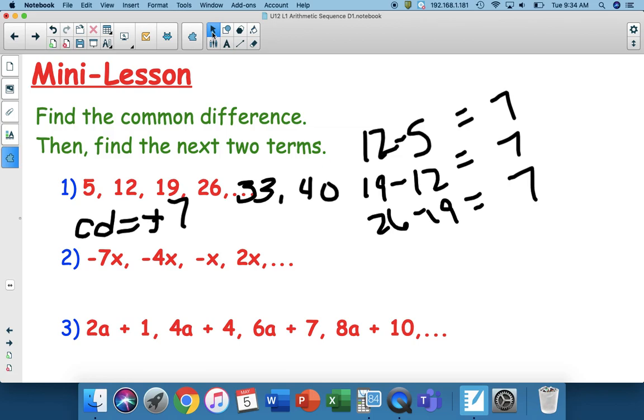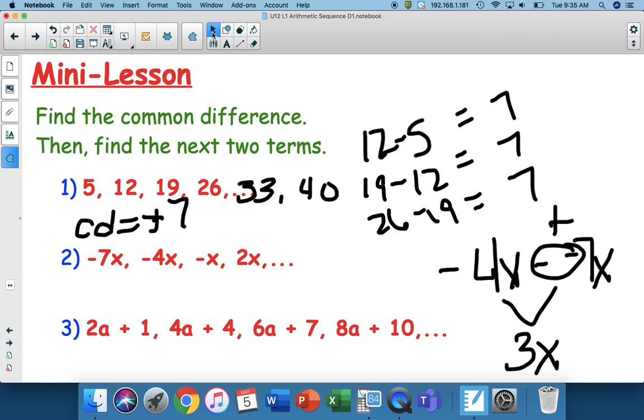So we're trying to figure out what the next pattern is, what the next number is. So our common difference here, once again, just do what I just told you to do. Take negative 4x and subtract negative 7x. I hope you guys remember a double negative gives you a positive, and negative 4x plus 7x is 3x. All right.